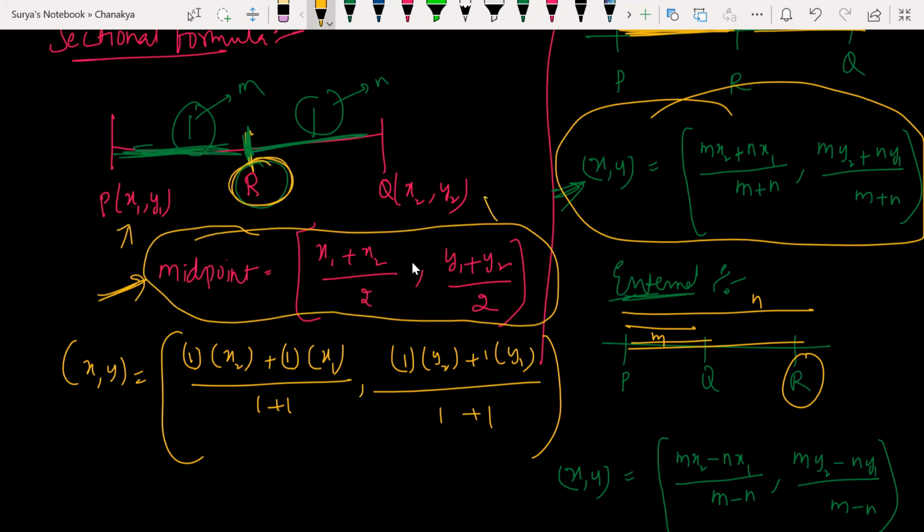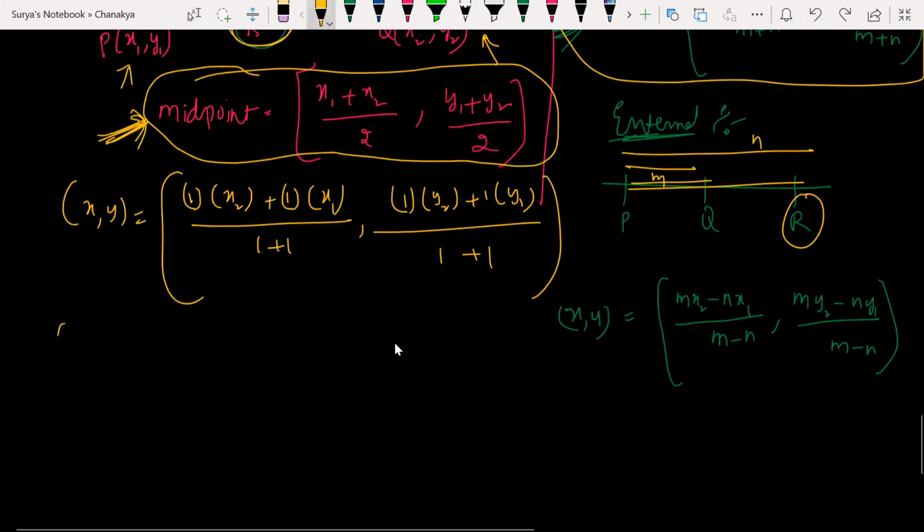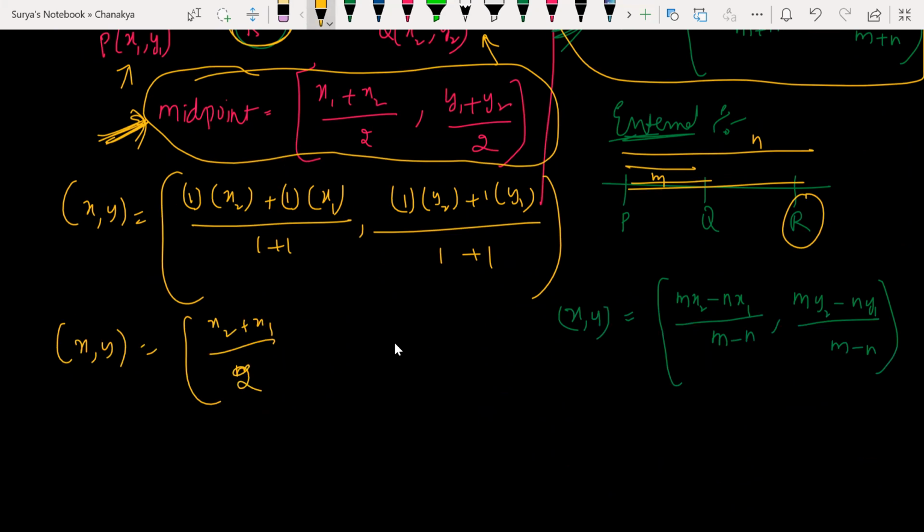P is x1 comma y1. What is Q here? x2 comma y2. What is R? R is x1 plus x2 by 2, y1 plus y2 by 2. This is my x coordinate, this is my y coordinate, of R. Now look at this, how are we getting that? 1 into x2 is x2, plus x1, by 2. Similarly, y2 plus y1 by 2. This is how I got my midpoint formula.